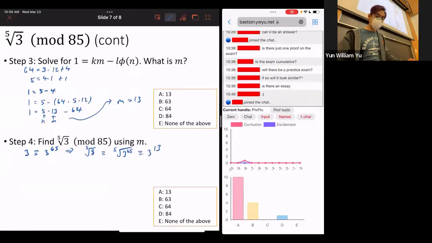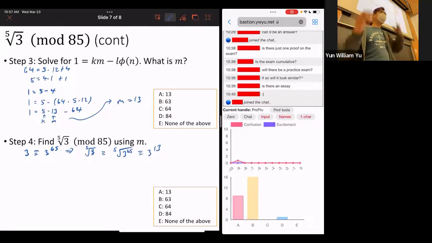Okay, it looks like it's a race between A and B. And it looks like A is ahead, but B is catching up. Okay, well, we've had a number of responses, so let's work this out together.